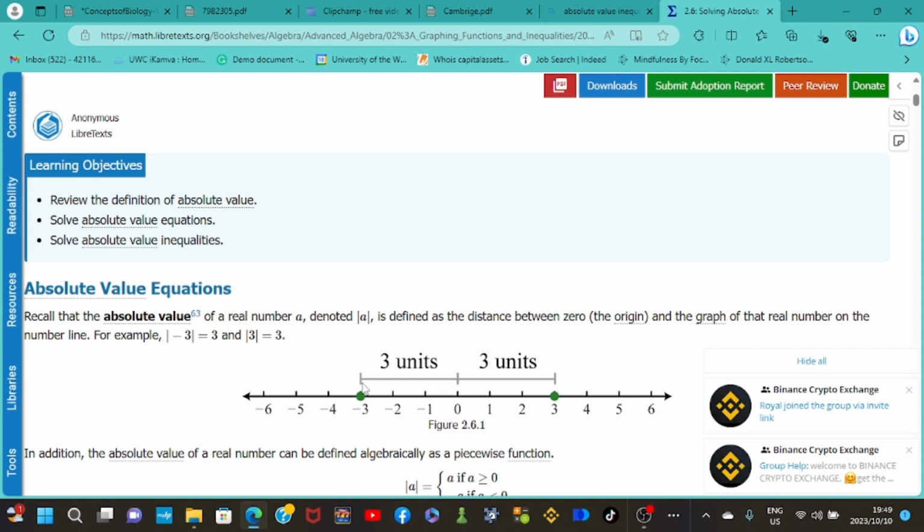So now we're gonna dive deep into the solving of the equations of absolute values, basically.